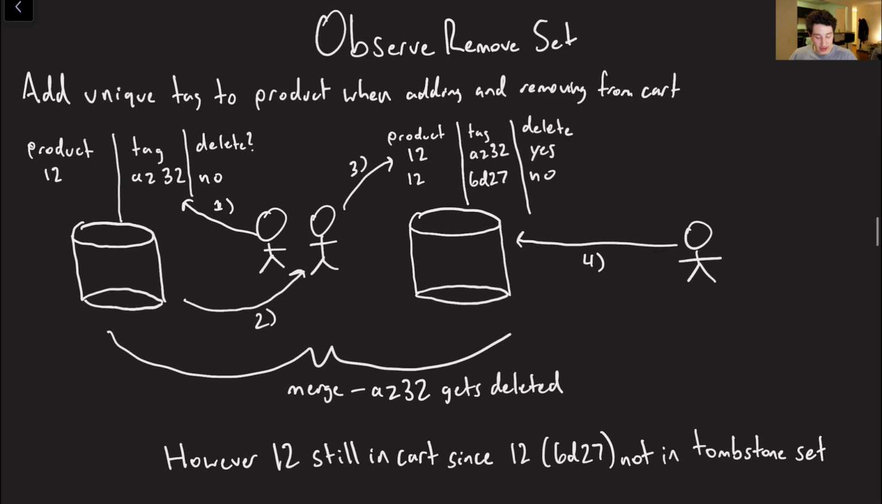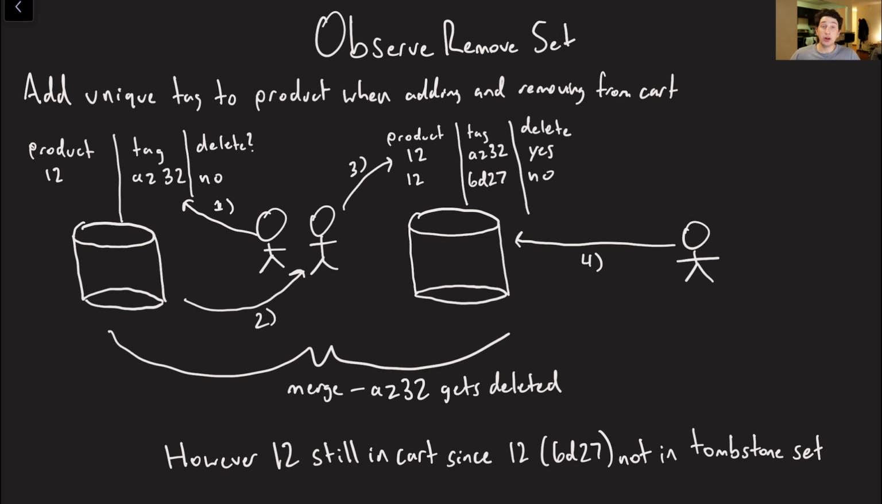Let's go ahead and talk about this observe and remove set. So basically the overarching idea here for this CRDT is that one, it's an operation-based CRDT. So I'm not going to be throwing my whole set in the database every single time. I'm just going to be throwing in the element that I added or removed. And the main idea is that every single element that I add or remove, we're also going to append some unique tag, which is really just going to be a random UUID.